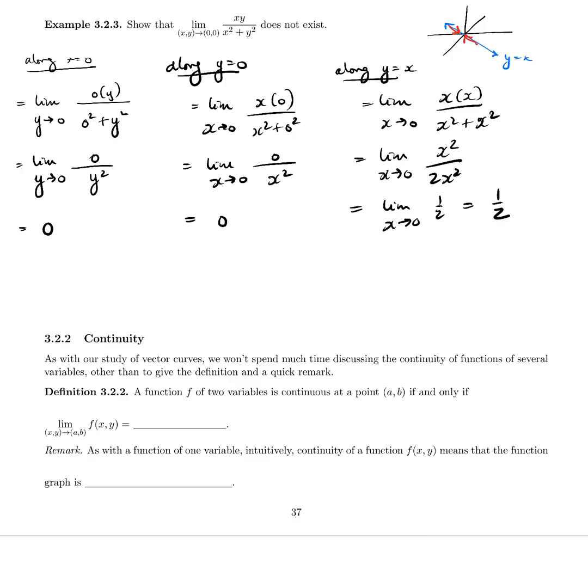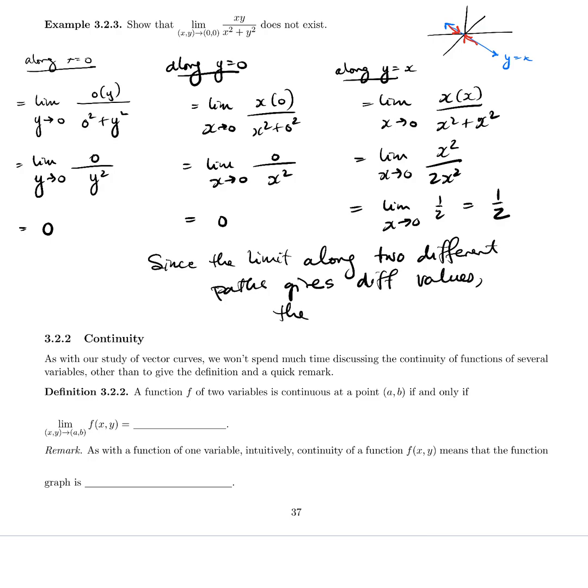So we have the limit along the axes gives 0, but the limit along y equals x gives 1/2, a different value. And so we conclude that since the limit along two different paths gives different values, the limit does not exist. The full limit does not exist.